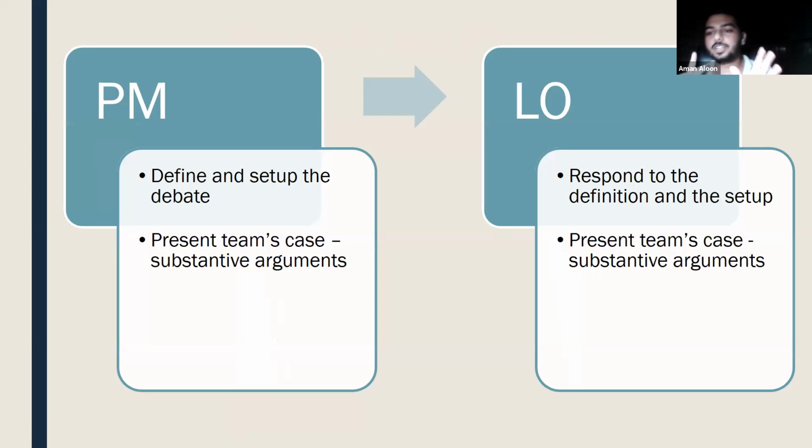Essentially, the Prime Minister is the first speaker in the whole debate. The Prime Minister is the first speaker of the government team too. He will come and essentially talk in favor, giving arguments in favor of the motion. And likewise, the second speaker is the Leader of Opposition, and what he essentially does is give arguments against the motion.